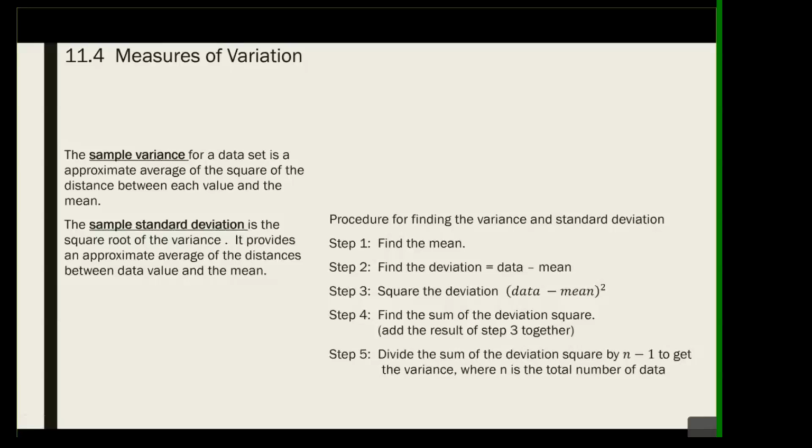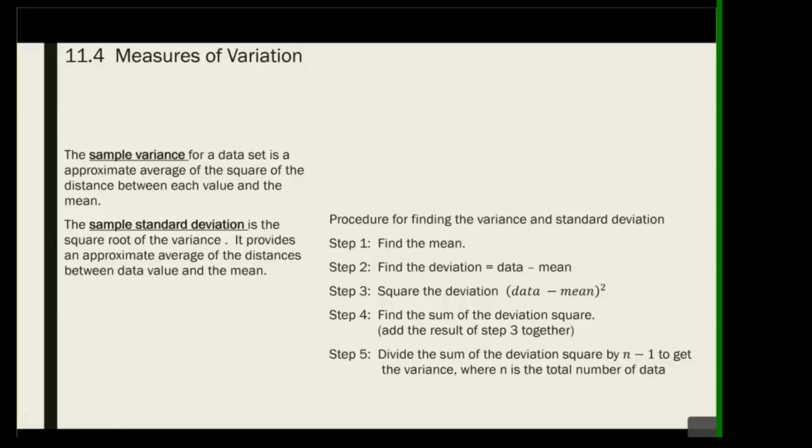So how do we find the variance? We take the sum of the squared deviations, meaning you add them up, and you divide it by n minus 1. Whatever the result in step 5, this is your variance. And what is n? n is the total number of data that you have. Because we are finding the sample variance, we have to take one less, so n minus 1.